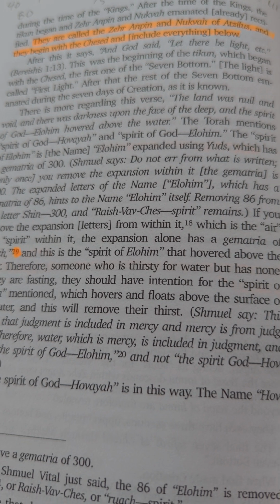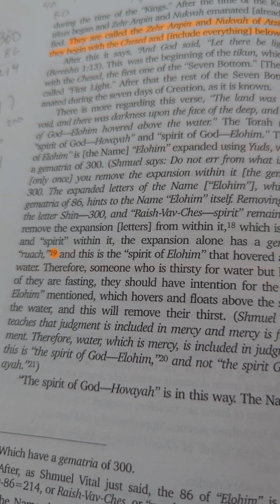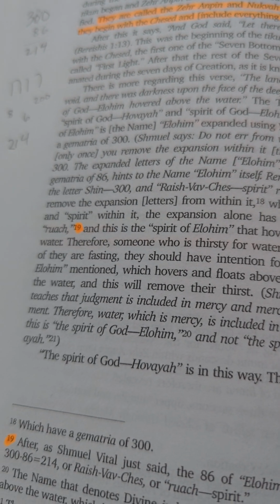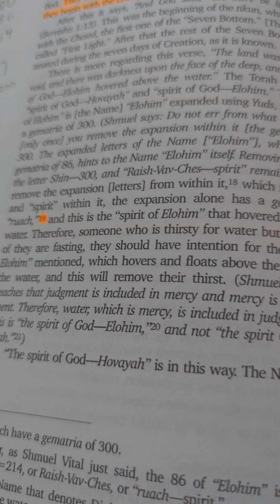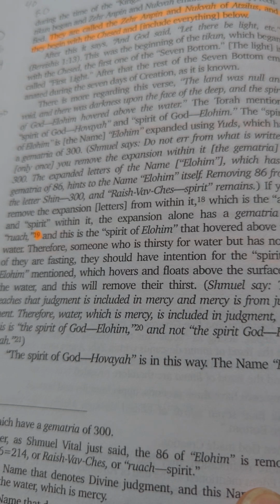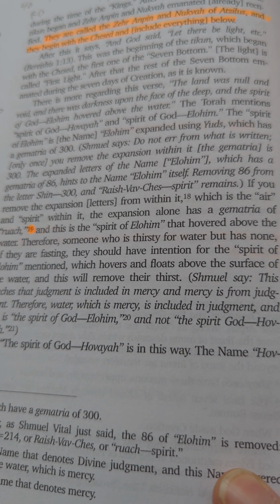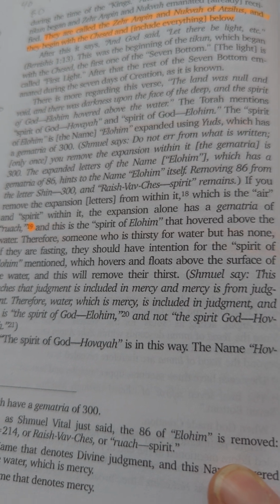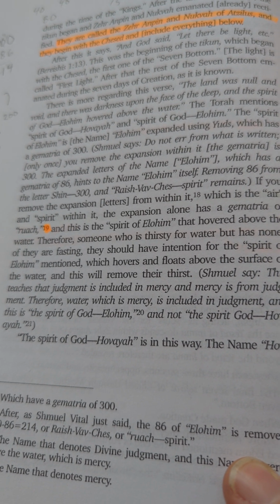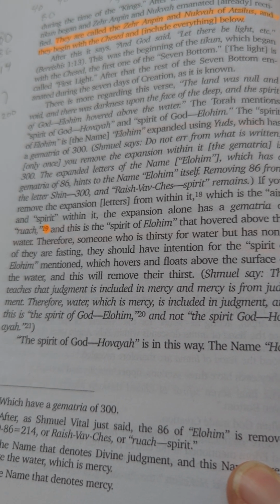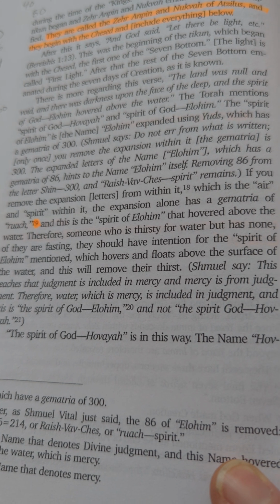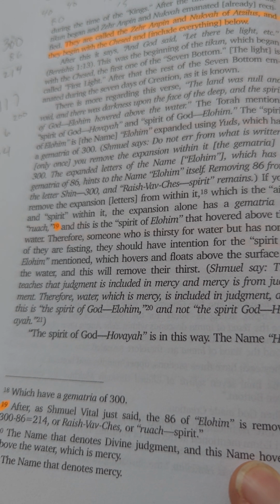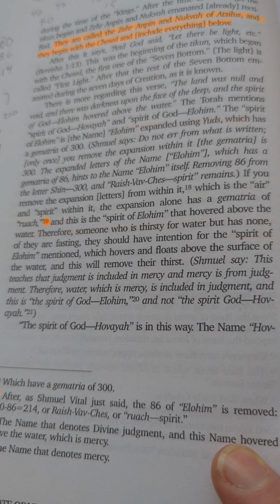And this is the spirit of Elohim that hovered above the water. Therefore, someone who is thirsty for water but has none, or is fasting, should have the intention for the spirit of Elohim mentioned, which hovers and floats above the surface of the water, and this will remove their thirst. This teaches us that judgment is included in mercy, and mercy is from judgment. Therefore, water is mercy and is included in judgment. This is the spirit of Elohim, and not the spirit of Havaya.